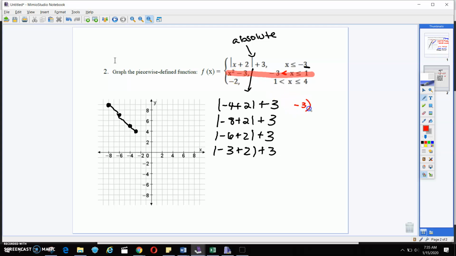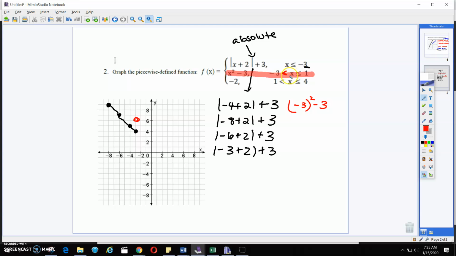So if I do negative 3 squared minus 3, that's going to give me 9 minus 3, which is 6. So at negative 3, 6, I'm going to put an open circle there. And the reason why is because if I'm looking at my little greater than, less than symbols, this one doesn't have a line underneath.